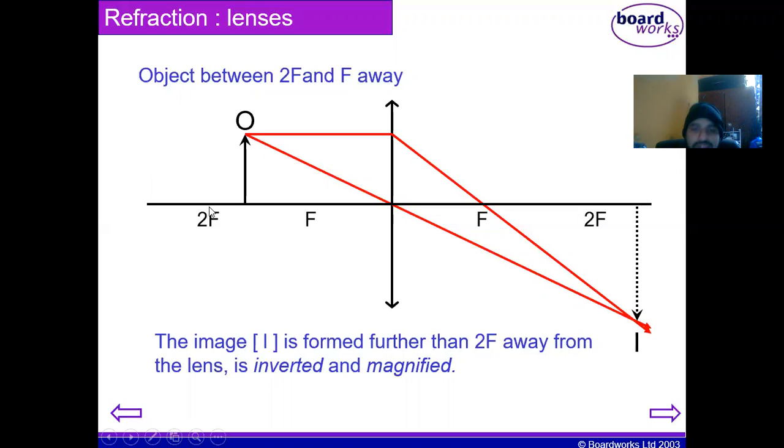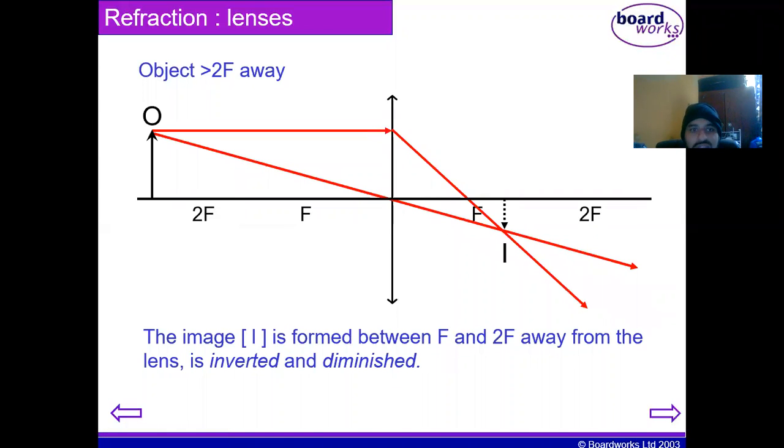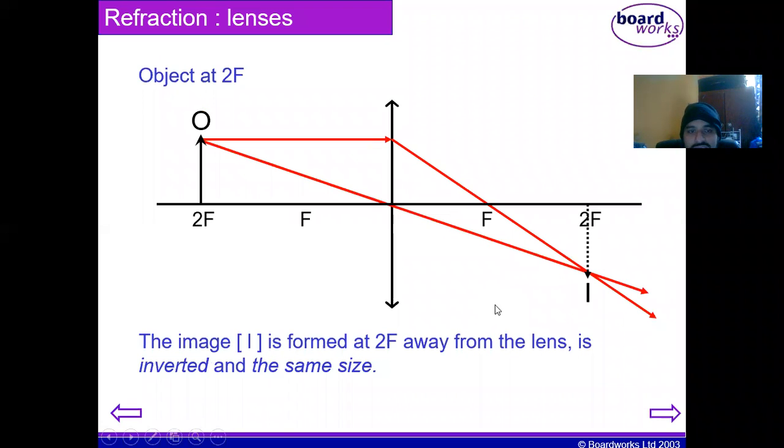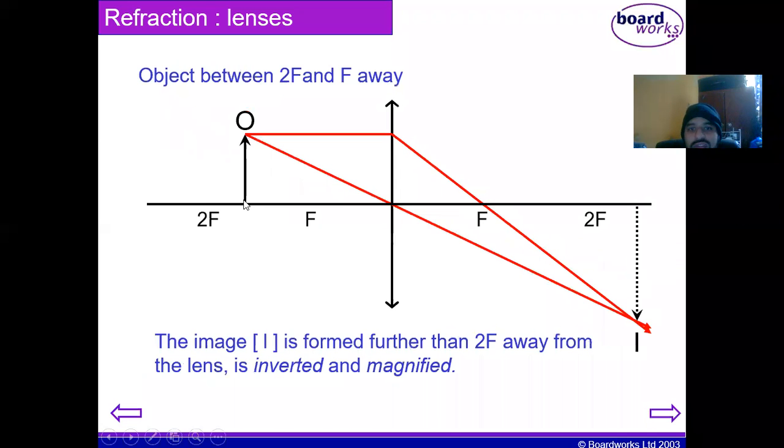When you're at 2f, this is interesting. Give me a minute, guys, I want to show you something. So when your object is behind 2f, I mix up image and object. Let me start again. When your object is behind 2f, on the other side it will be focused, and you'll have your image behind 2f. When your object is at 2f, on the other side, your image will be at 2f. When your object is in front of 2f, on the other side, your image will also be in front of 2f.